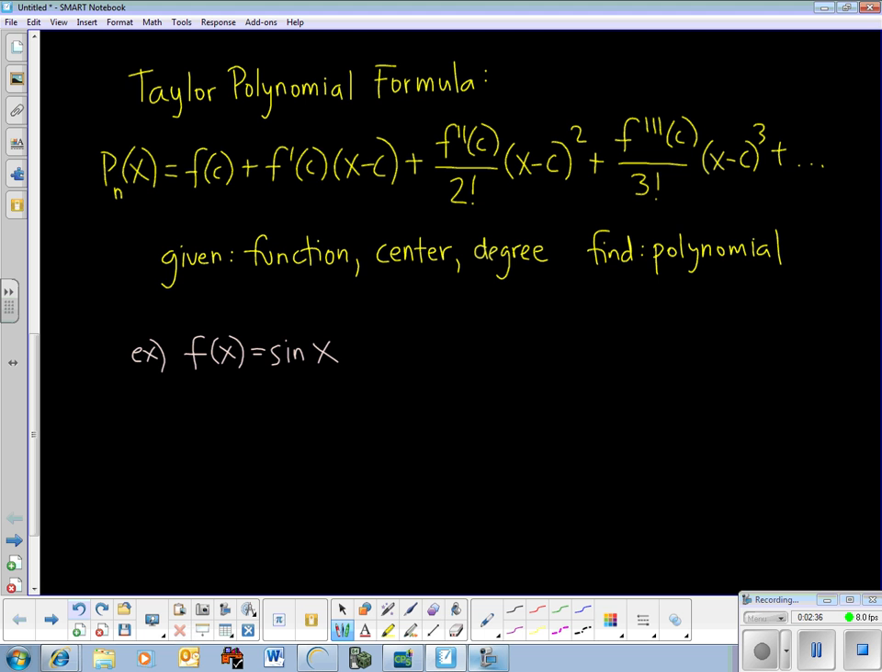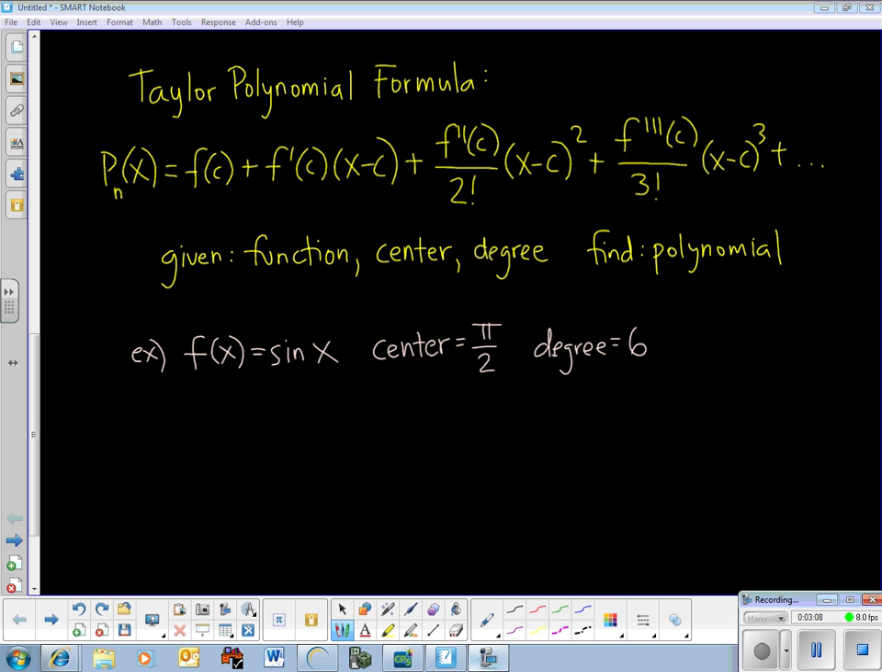And I'm going to give you a center of pi over 2. And let's make the degree, let's call it 6. I'm looking for a 6th degree polynomial, so x to the 6th power will be the biggest power in my polynomial, for sine centered at pi over 2. It's called a Taylor polynomial.